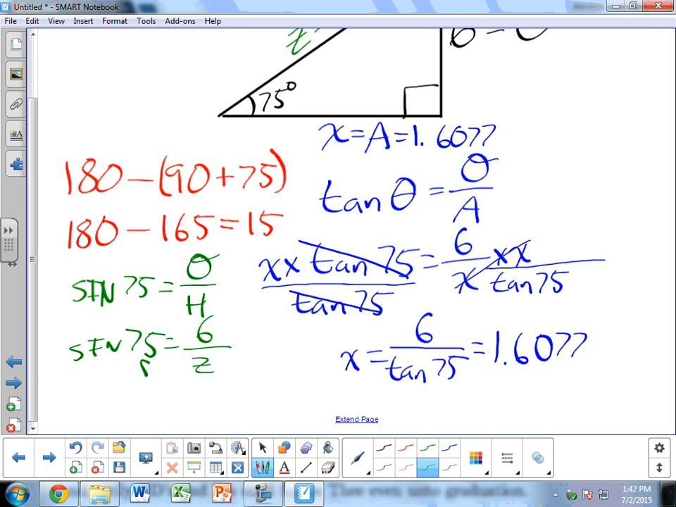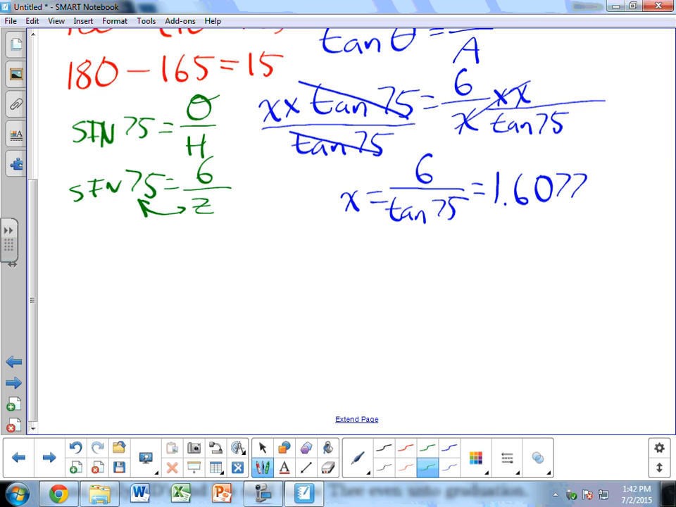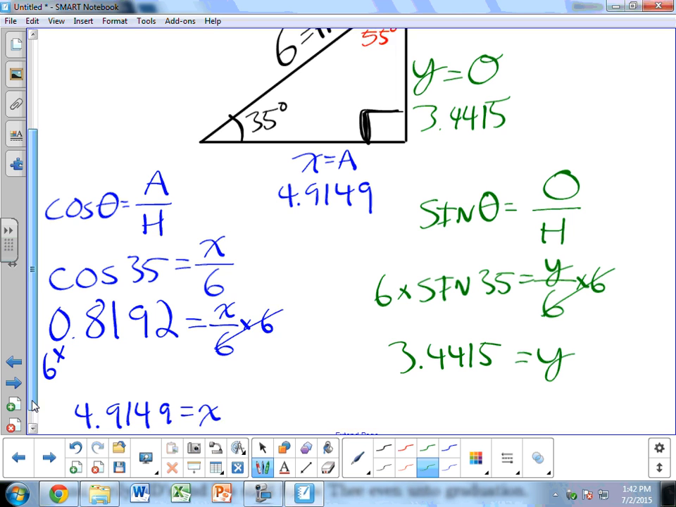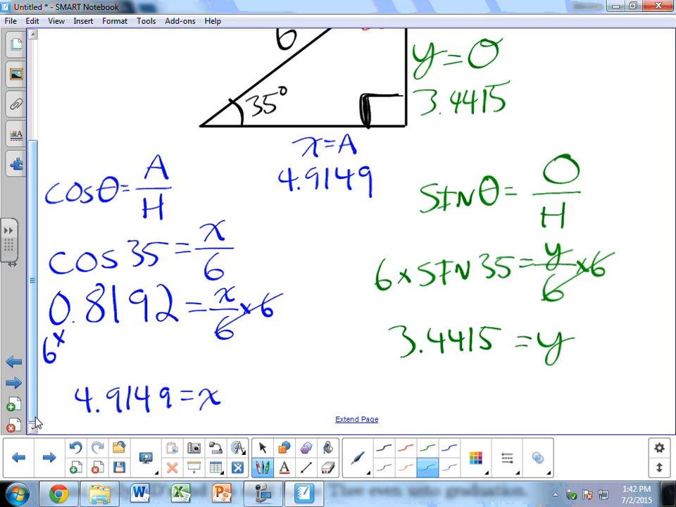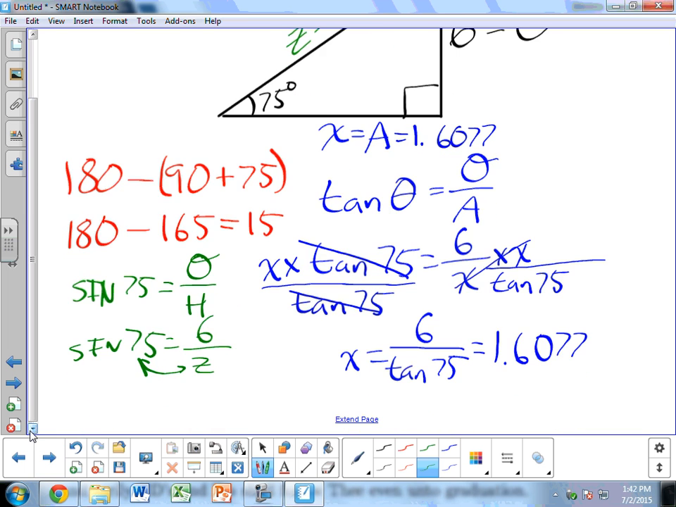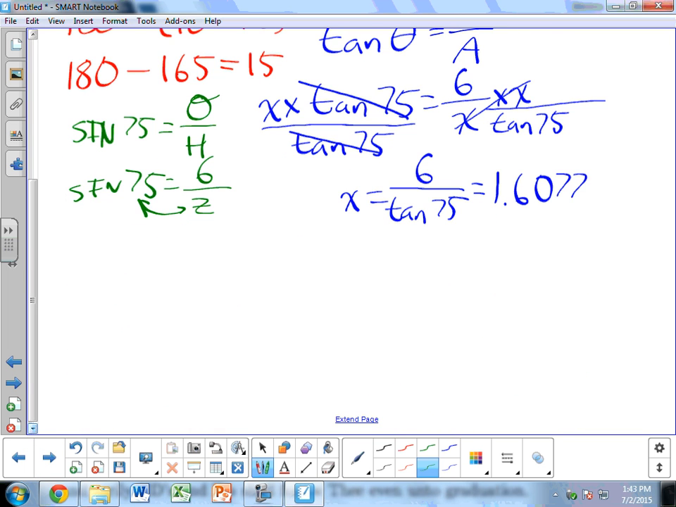In this case, where we're talking about z, all I really need to do is just switch these positions. If the variable is in the denominator, all you need to do is switch the positions of the trig function and the variable. If the variable is in the numerator, as in both of these cases, all you have to do is multiply both sides by the denominator and you're good to go. Again, that's not the case here, so we just switch the places and we end up with z equals 6 divided by the sine of 75.